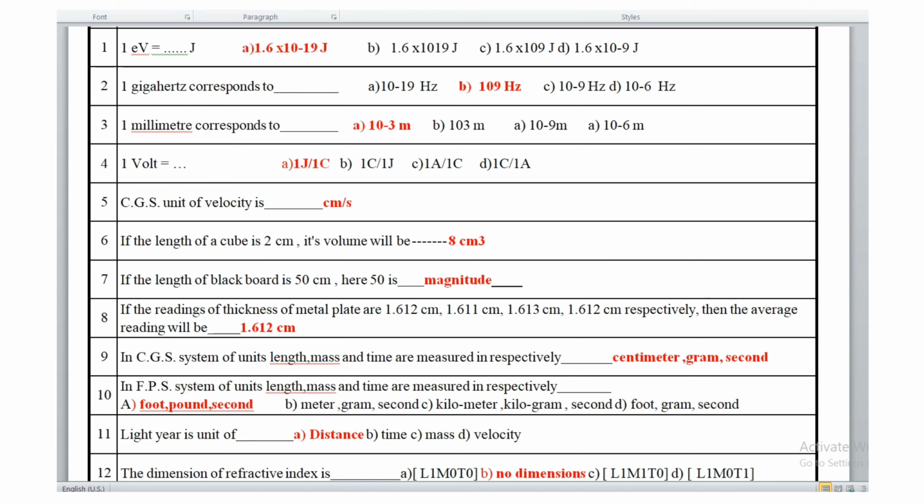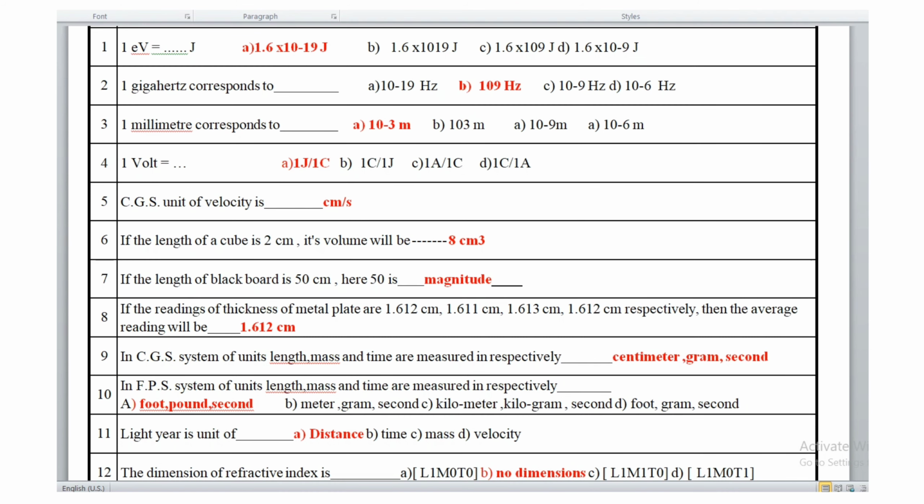In CGS system of units, length, mass and time are measured in centimeter, gram and second respectively. In FPS system, units of length, mass and time are measured in foot, pound and second respectively. Light year is a unit of distance. Refractive index has no dimensions.